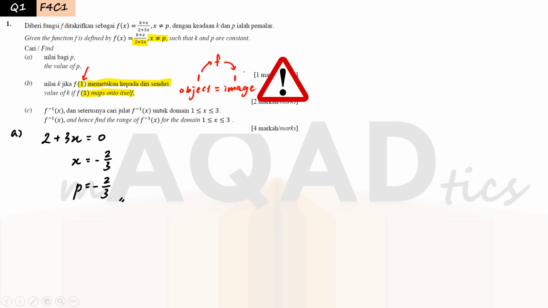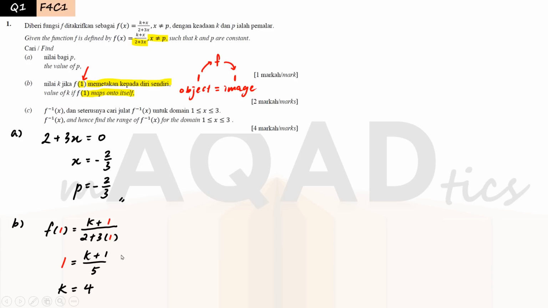So if this object is put into the function, the output or the image would be the same as the object, which is 1. So to find the value of k here, let us use x equals to 1 first, so all the x here will become 1. Then we know that if 1 is put into the function, the output would become 1. So for this part on the left side, I would change it to 1. We can rearrange this equation to find the value of k, which is 4. And for the last part, we need to find the inverse function of f of x.